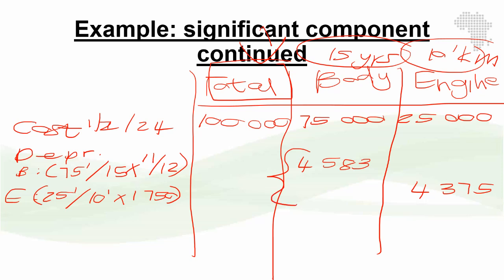Then I add these two together, and I get 8,958 Rand, which will be my depreciation for the year. And once again, this will be the column that I'm going to disclose in my PPE note.